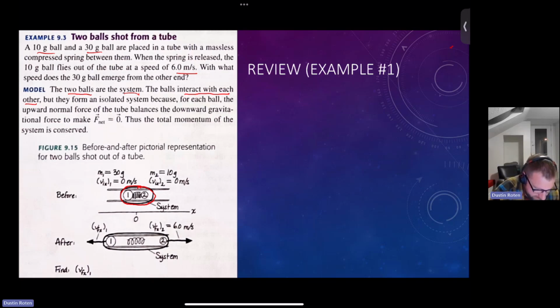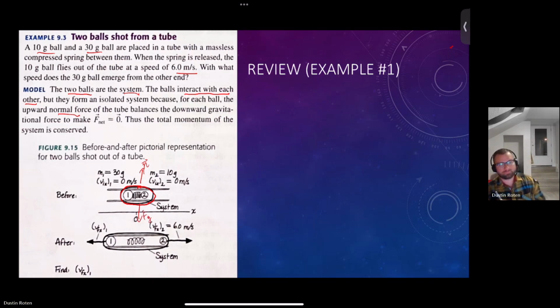But let's think about this. We have the upward normal force of the tube on the balls. This is for both the normal force on ball 1 and the normal force on ball 2. They're both there. I'm just going to draw one vector though. We also have the downward force due to gravity on both of them.